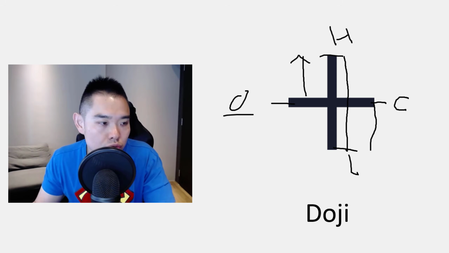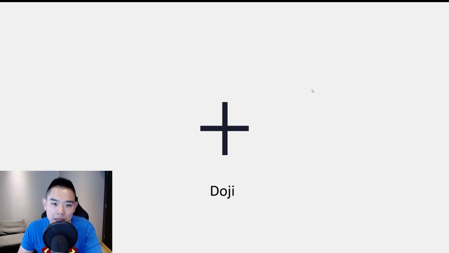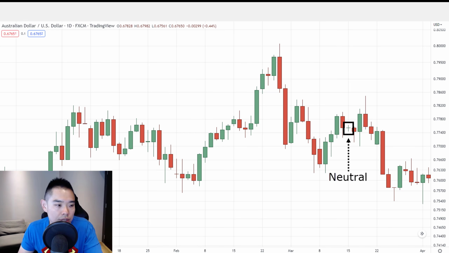So a doji is a neutral pattern, both buyers and sellers. Nobody has won the battle yet. So if you look at the chart, you can see that doji, this is a pretty neutral pattern. This is what we call a doji candlestick pattern. Now, moving on, right, there are many variations of a doji. So here are a few to share with you.